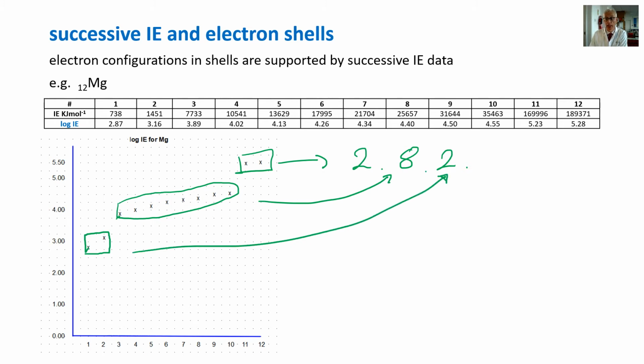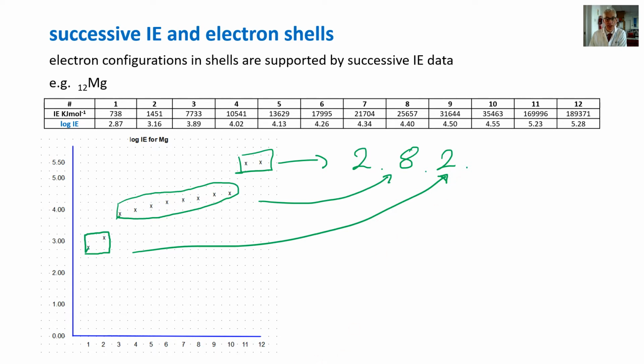So that's where we get our electron configurations in shells from. Successive ionization energy data: 2 electrons are very easy to remove, they must be furthest from the nucleus. 8 electrons are not so easy to remove, they're in the middle. And then we have 2 electrons that are very difficult to remove, and they must be closest to the nucleus. So we have shells, or groups of electrons grouped by the energy needed to remove them, of 2, 8, 2.